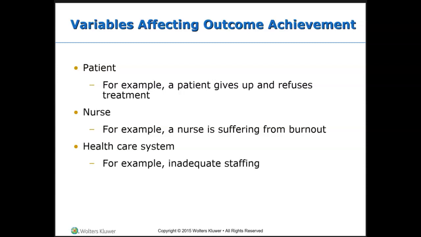So what I just mentioned about the inadequate staffing, if it's just inadequate staffing, that's a healthcare system issue, right? And we've got to make them realize that these 5 to 6 to 1 ratios are ridiculous, right? It's not safe.